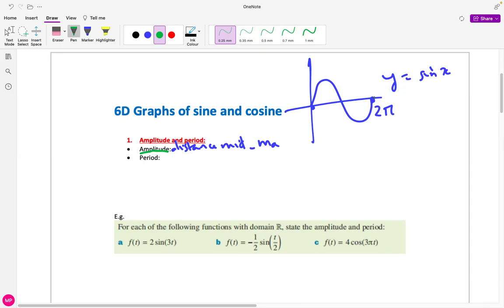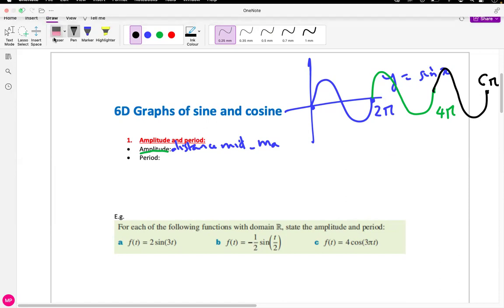So if I had to do another cycle, I would go like that. And 2 pi, if I add another 2 pi, that will be 4 pi. And if I keep doing another period, it will be like that. So that will be 6 pi and so on. All right. Now, so this is the basic one.